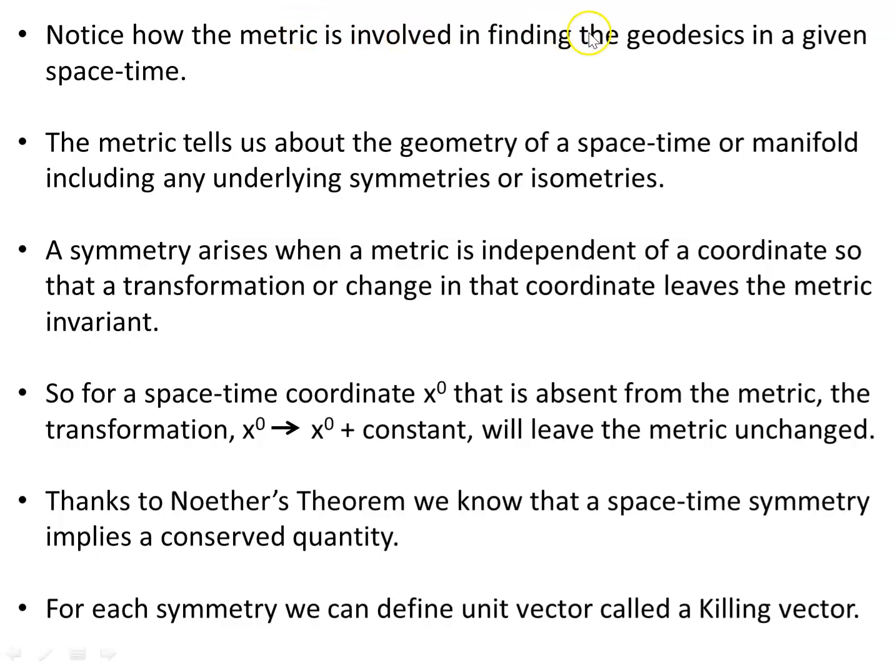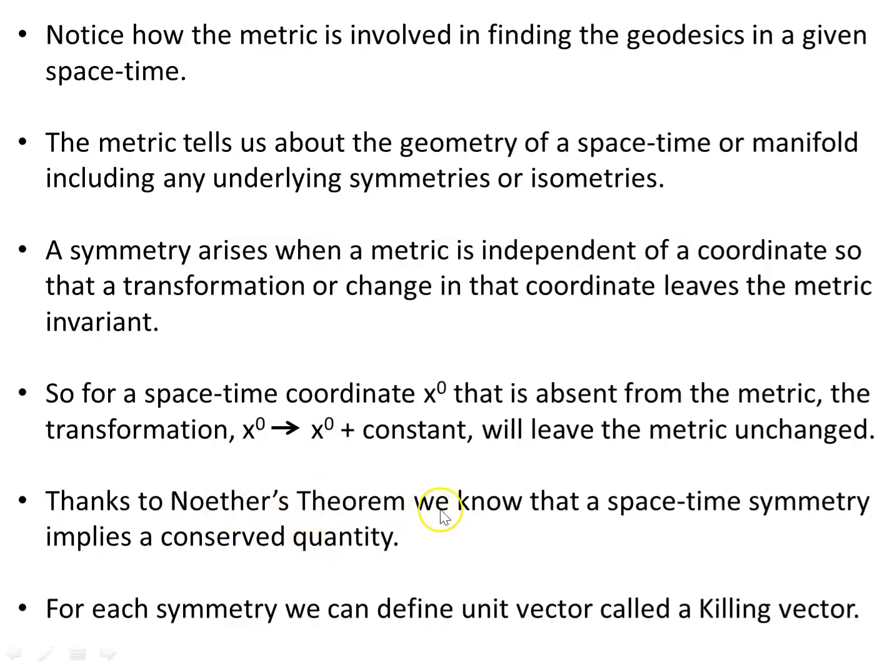All right, notice how the metric is involved in finding the geodesics in a given space-time. The metric tells us about the geometry of a space-time or manifold, including any underlying symmetries or isometries. Now, symmetry arises when a metric is independent of a coordinate, so the transformation or change in that coordinate leaves the metric invariant. By that I mean, for example, for a space-time coordinate x^0 that is absent from the metric, then the transformation x^0 to x^0 plus a constant will leave the metric unchanged because it doesn't appear in the metric. So any transformation, adding on a constant, moving in that particular direction doesn't change the metric because it's independent of that coordinate.